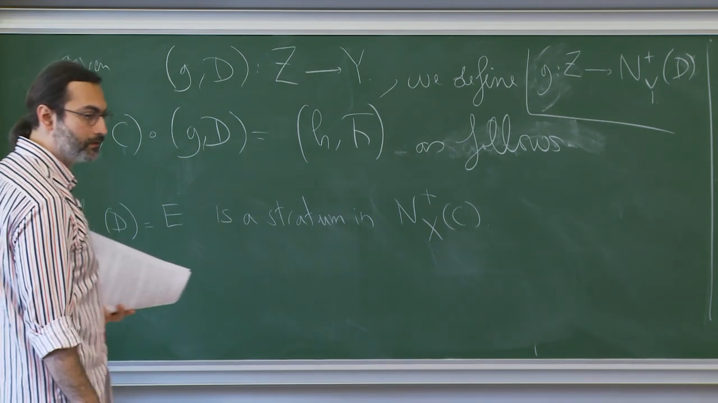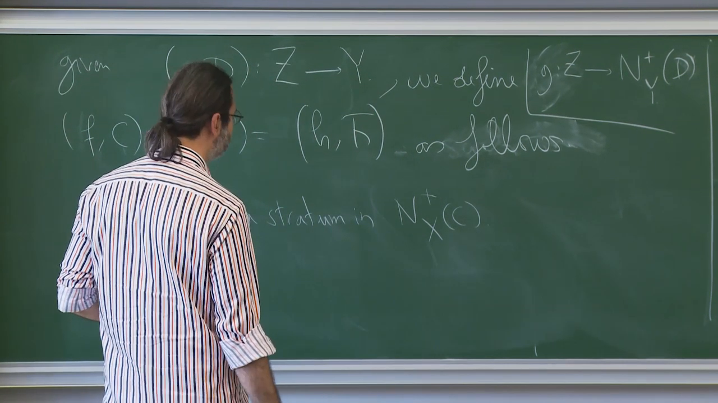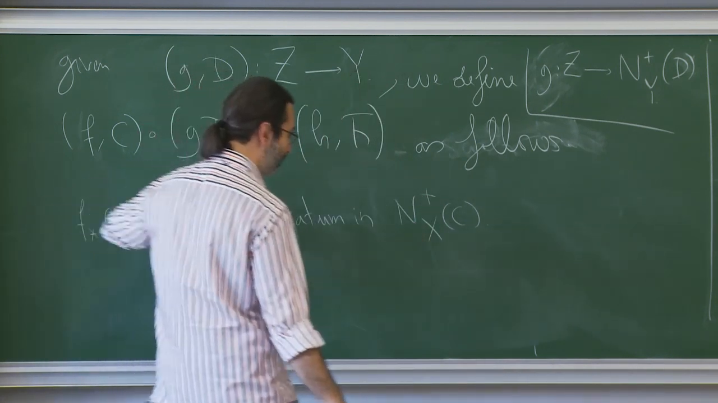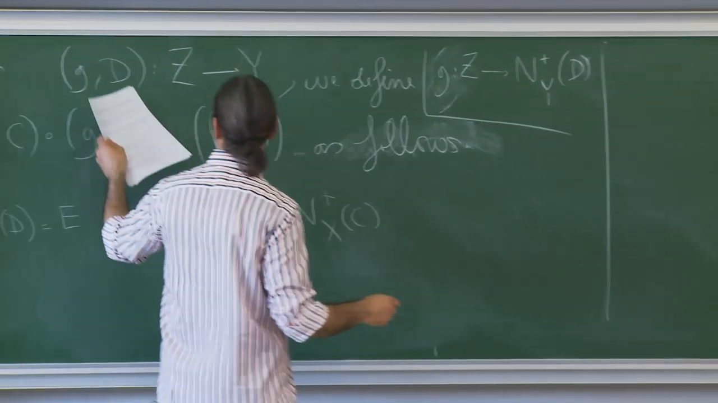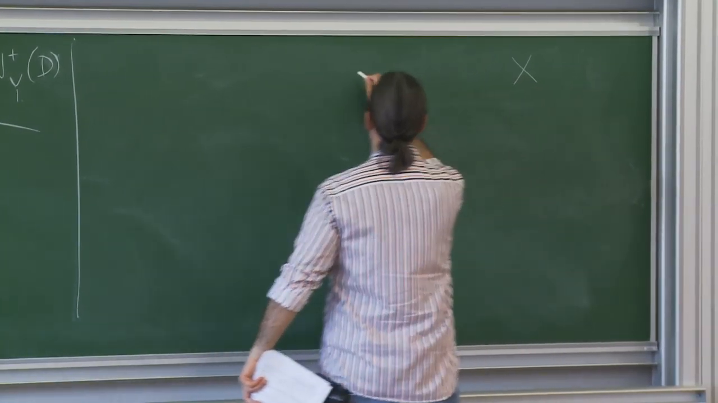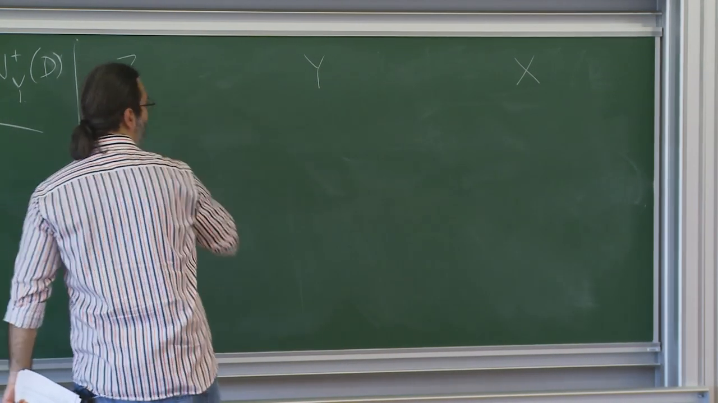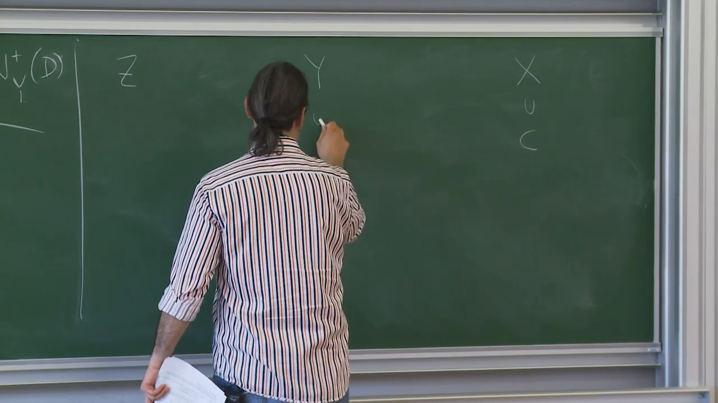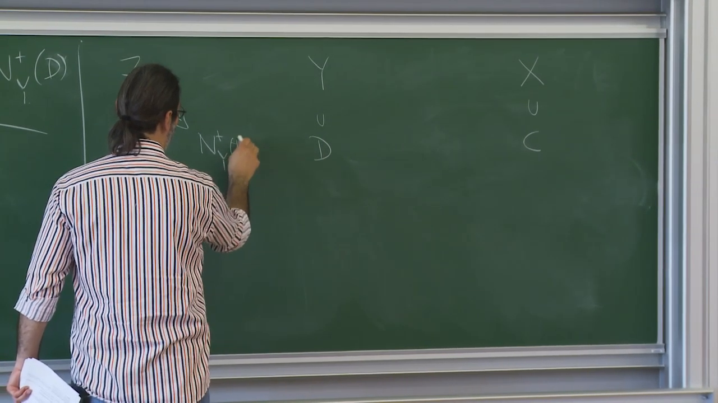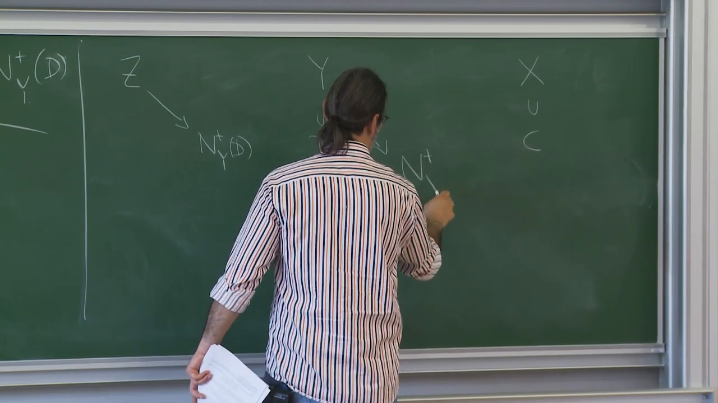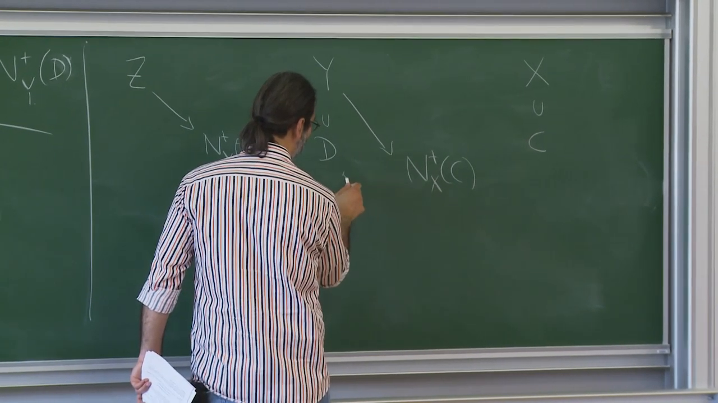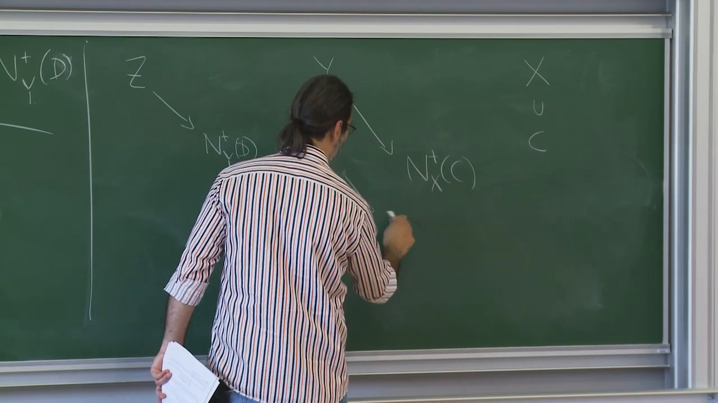Right, so you can apply G to F to that. Yes, so I can. So because of this, what is D? D is a stratum in Y. Maybe I should make a picture. So I have X, I have Y, I have Z. I have two strata to start with, C and D. And I have maps that go to the normal cone. So one thing to start with is to take the image of this. So the image, the push forward, call it E.